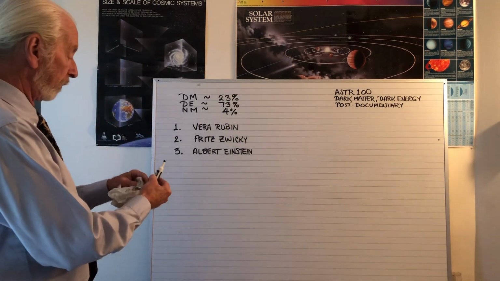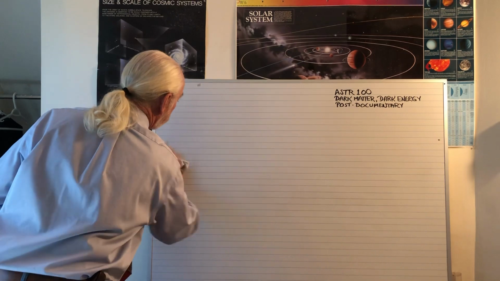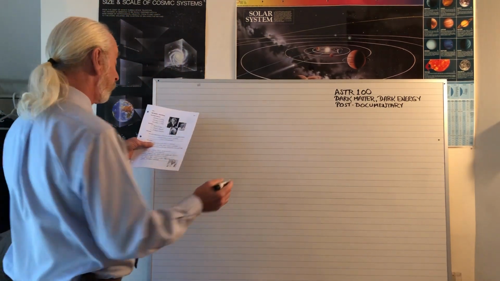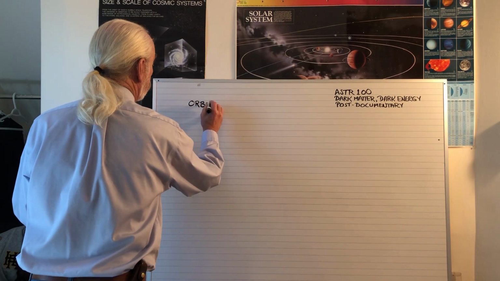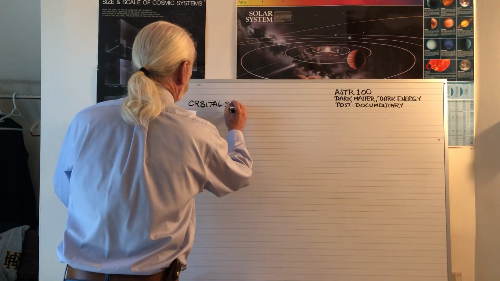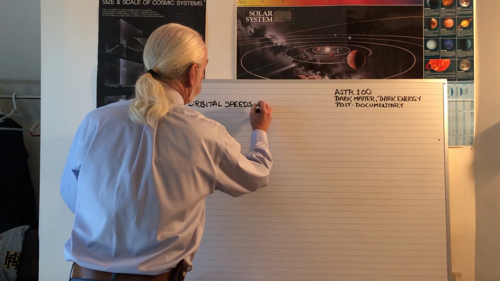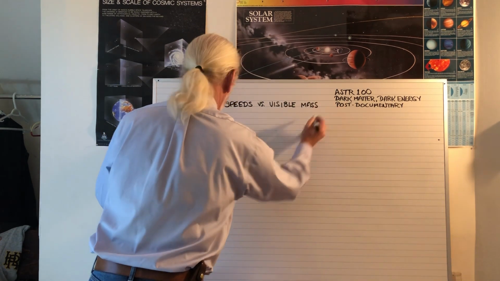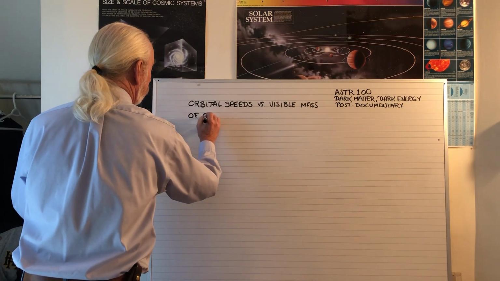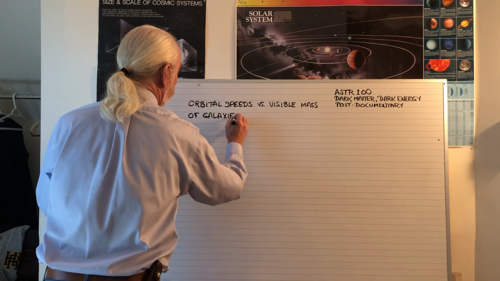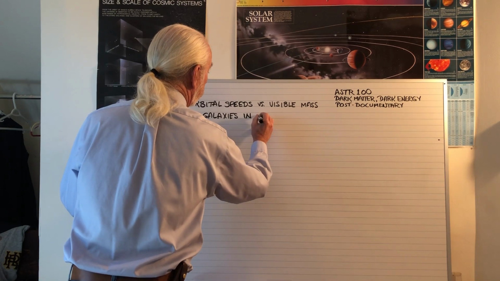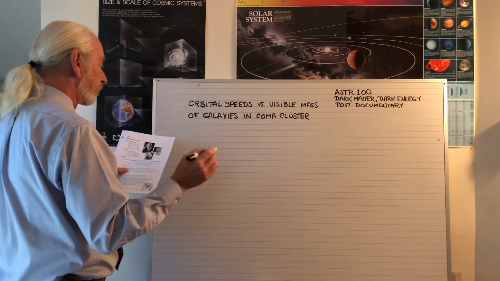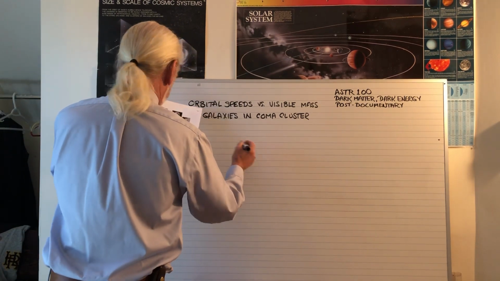I need a little more room here. So Fritz Zwicky, in the early 1930s, he studied and observed orbital speeds versus visible mass of galaxies in the Coma cluster. And the Coma cluster is observed in the constellation or asterism Coma Berenices.